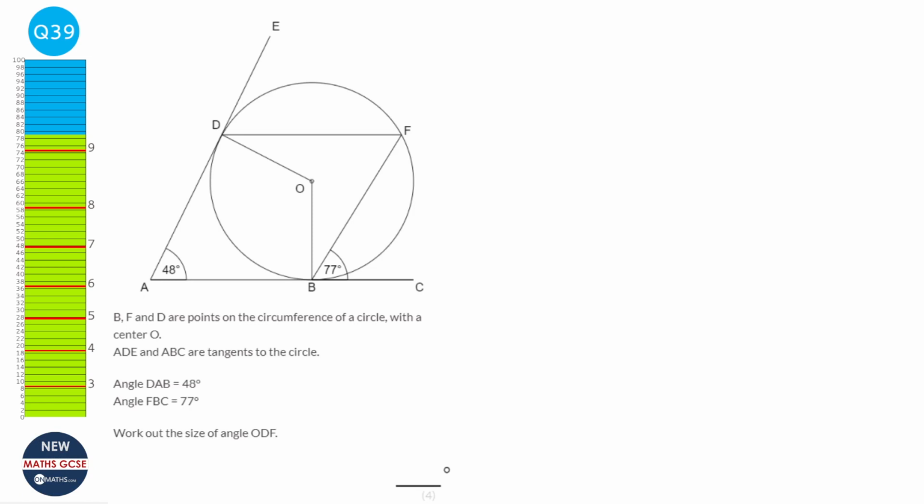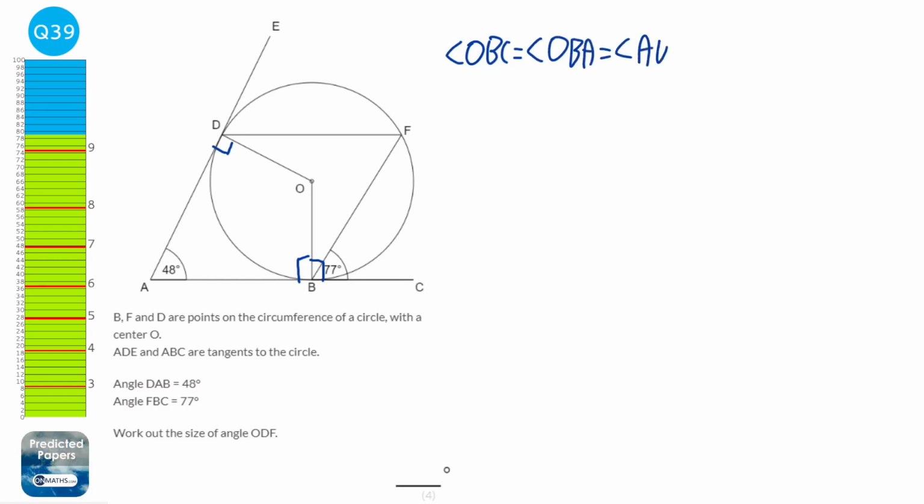First thing I'm going to notice is we've got a lot of tangents touching radii. So we've got 2 radii here and here. And whenever we've got a tangent touching a radius, it's always going to be 90 degrees. And so I'm just going to show these all on the diagram as 90 degrees. And then we're going to say angle OBC equals angle OBA equals angle ADO equals 90 degrees.